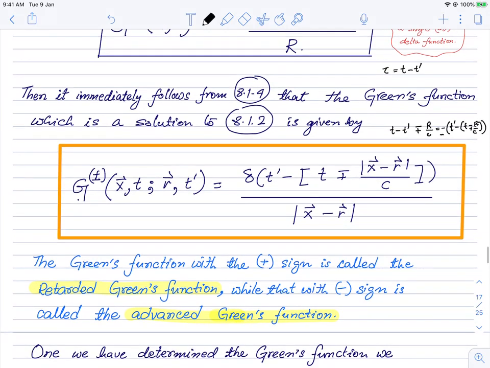So the Green's function here itself is a delta function. The Green's function is a solution to the equation with the delta function put in, but the Green's function itself is a delta function in terms of the t prime variable. If you like, this is just a single dimensional delta function.